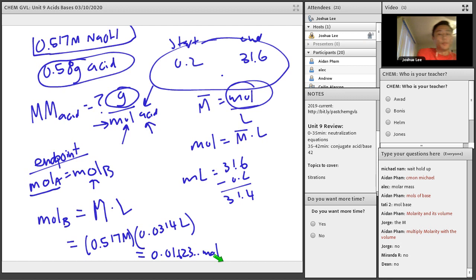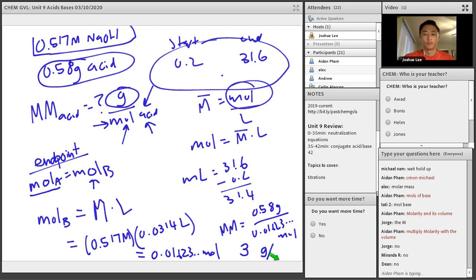Then the very last step to find molar mass would be to do our 0.58 grams over 0.01623 moles, which gets us what you guys get. 36 grams per mole.